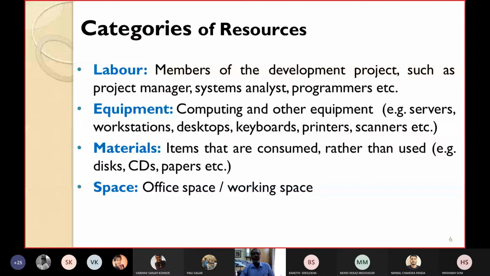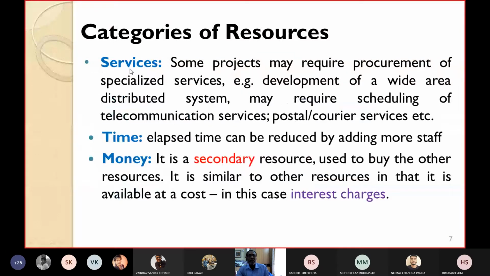Now let's see the categories of resources. There are different kinds of resources. These are very simple. You can read them yourself: labor, equipment, materials, space. These are different categories of resources. They need no further explanation. The other categories of resources are services, time, and money. These are quite easy. Please read them yourself.